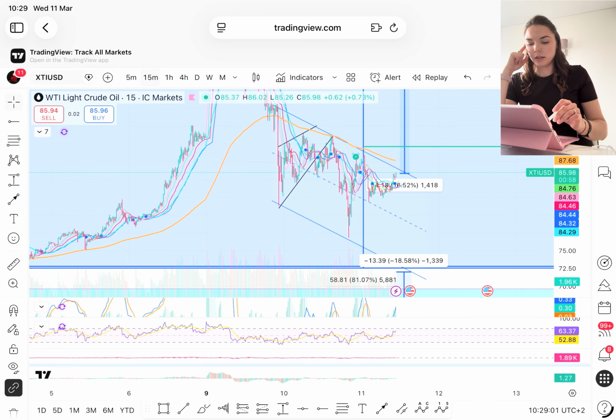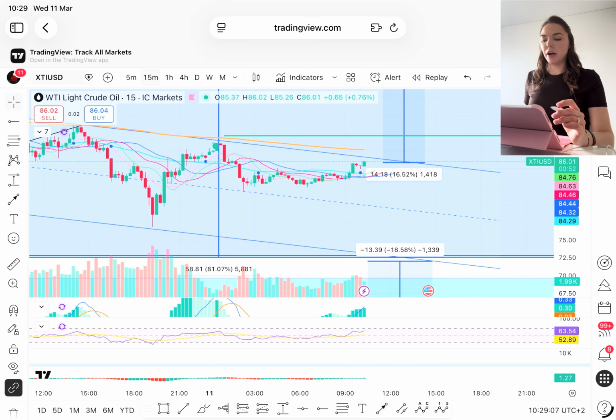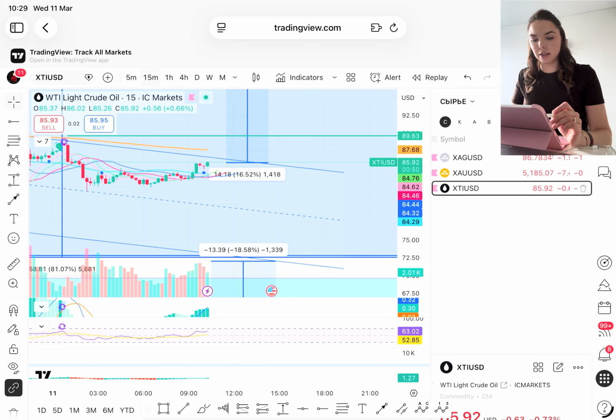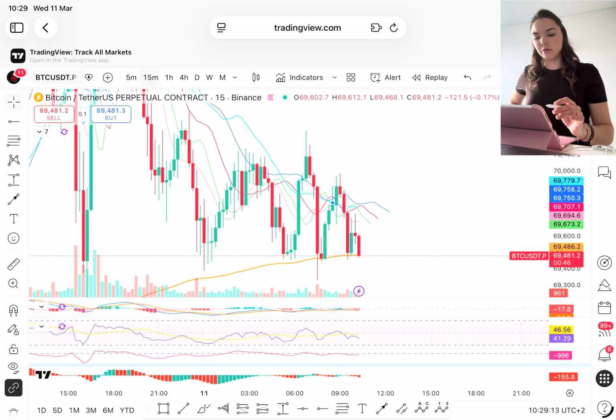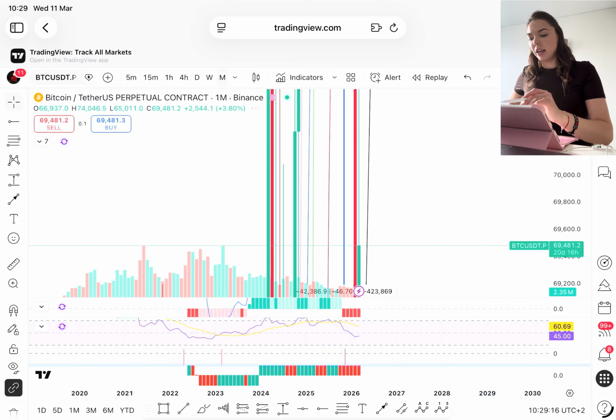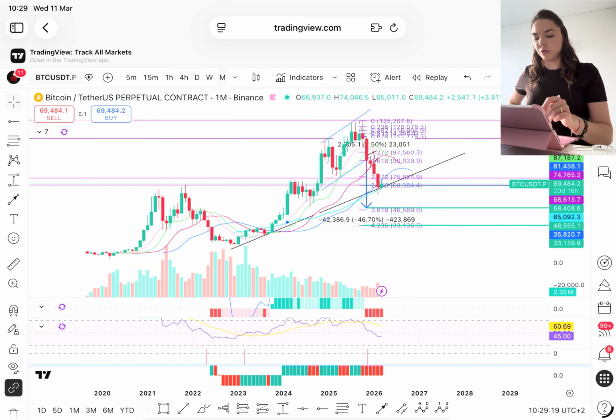Okay, it seems like people will buy it, but I'm not so sure about that, so I won't do any trades on this right now. What else I really like to check is crypto, Bitcoin mostly. Usually I'm trading on the 4 hours, so it helps you not to make a lot of mistakes.